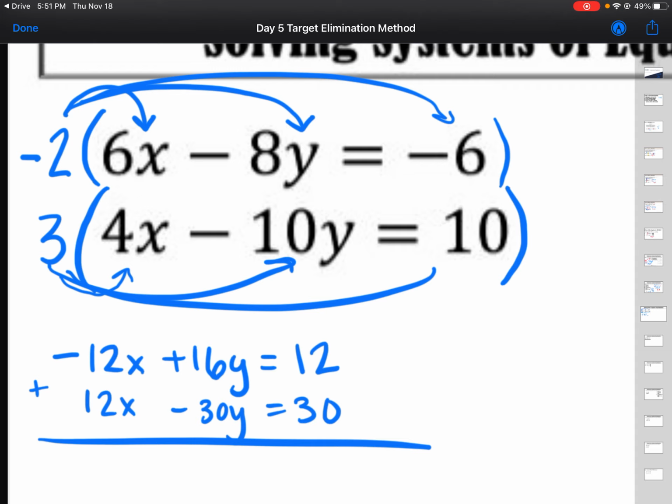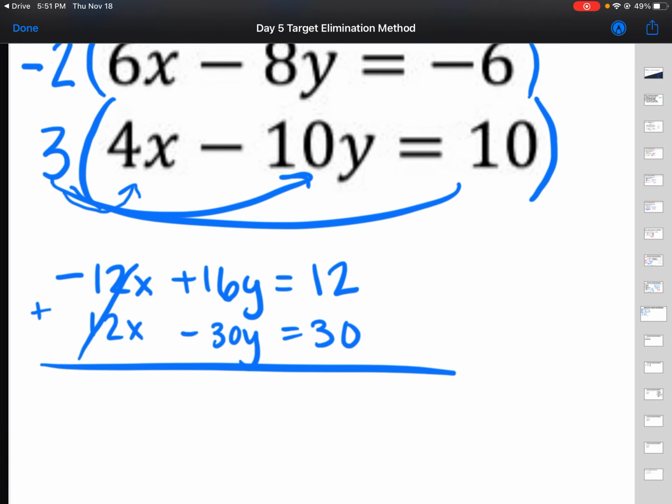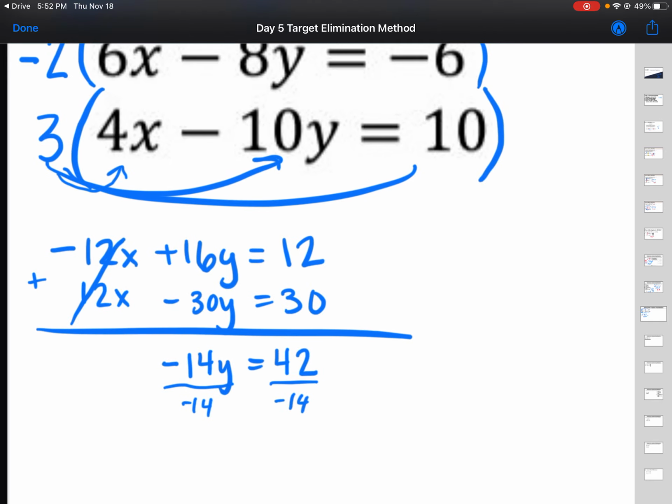Negative 12 plus 12 is 0, so those x's cancel. 16y plus negative 30y is negative 14y. 12 plus 30 is 42. Last step to get y alone, I divide by the number in front of y. Divide by negative 14, so y equals 3.